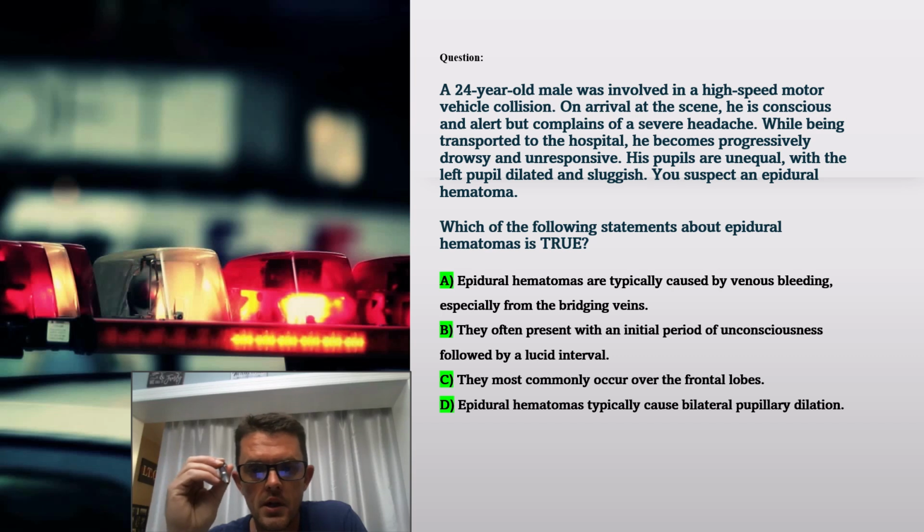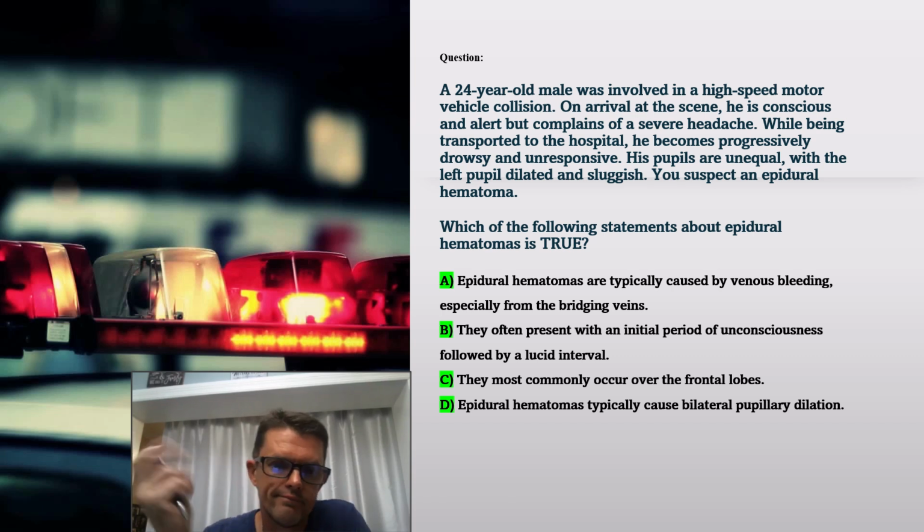Pupils are unequal. You suspect epidural hematoma. Okay, there you go. Which of the following statements about epidural hematomas are true? A. Epidural hematomas are typically caused by venous bleeding. Nope, can't be venous. B. They often present with an initial period of unconsciousness followed by a lucid interval. That's probably your guy. C. They most commonly occur over the frontal region. Nope, that's not true. Epidural hematomas, remember guys, on the side, not the front.